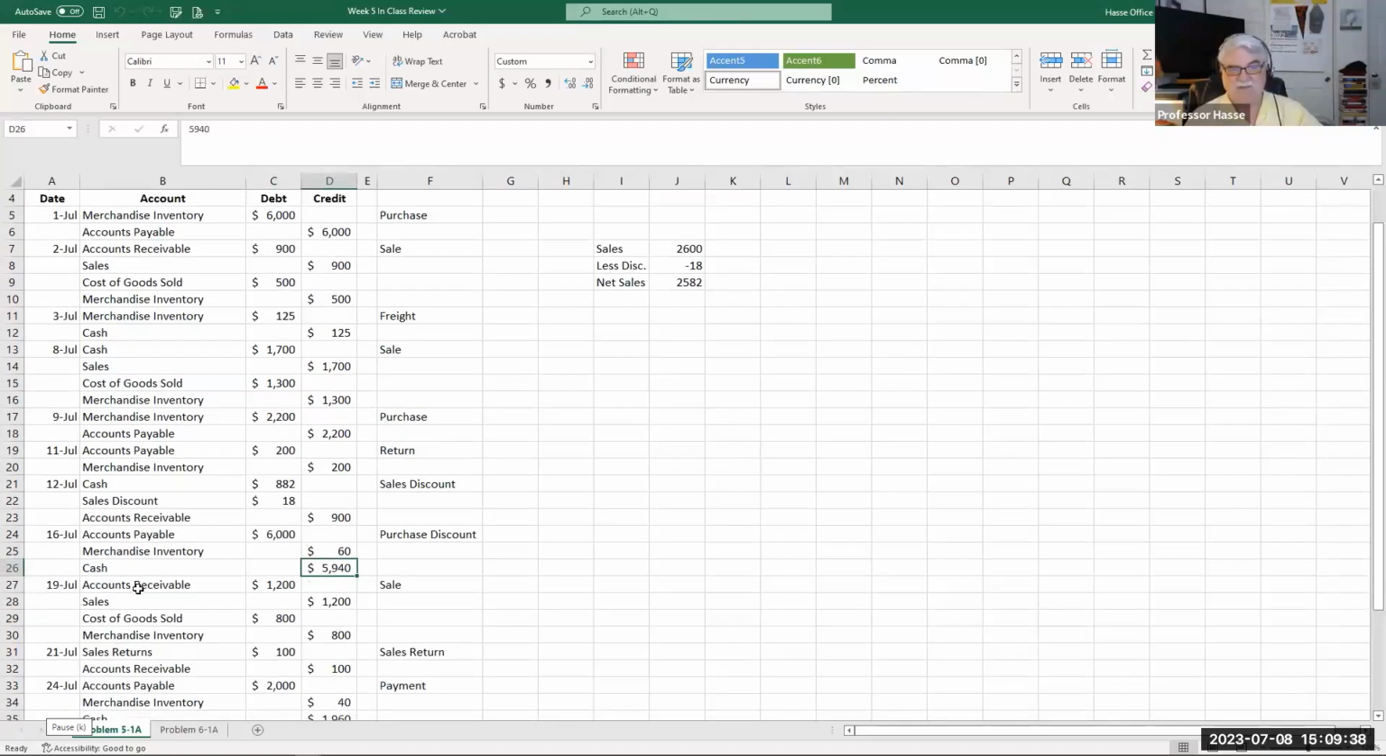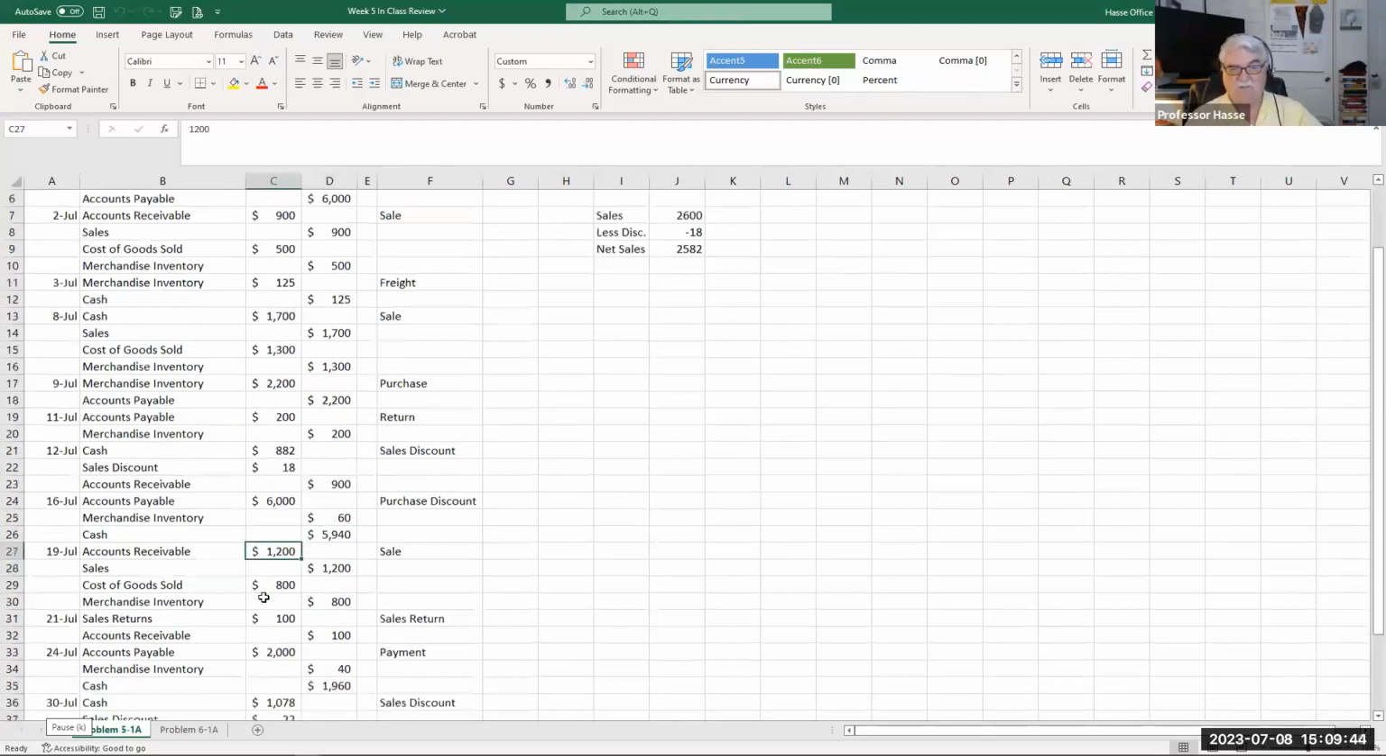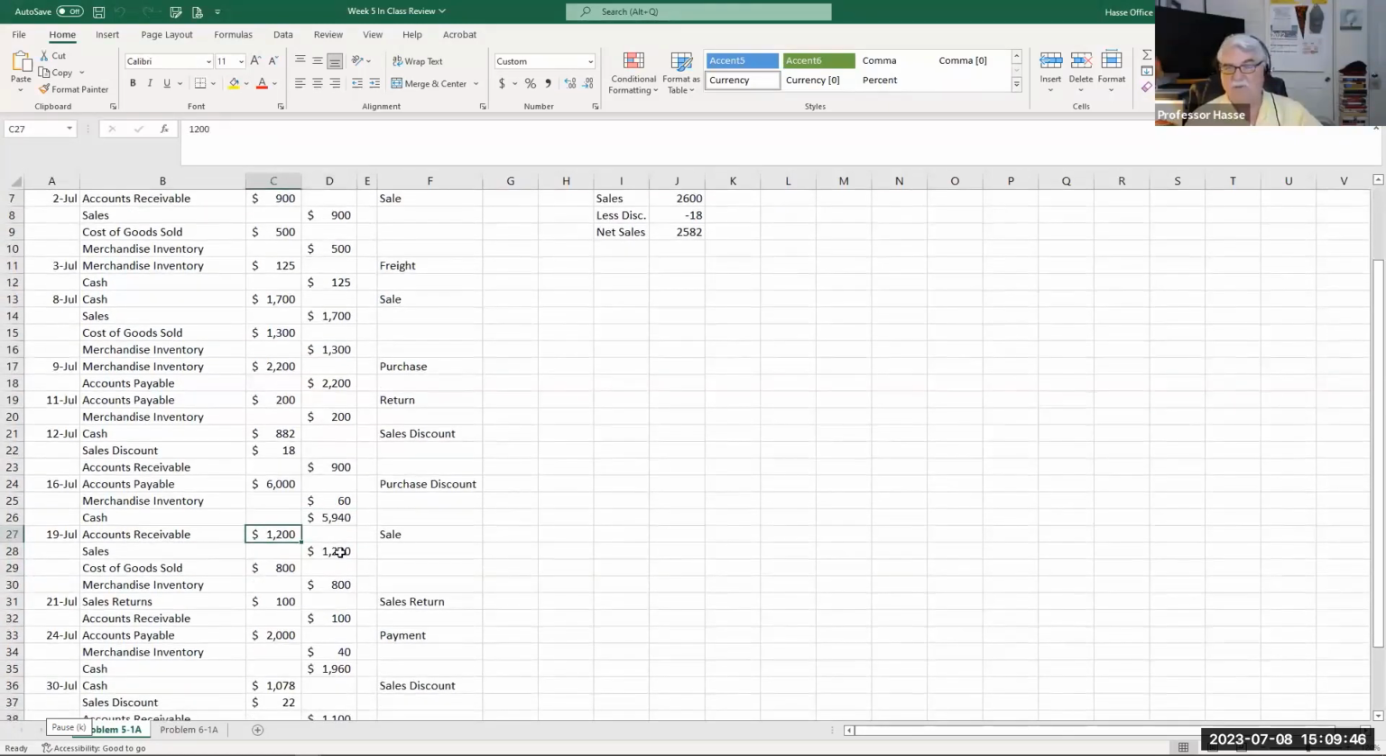Then the next one is we sell more product for $1,200, and this is billed sales receivable, of which that $1,200 was the retail price. Remember, every sale, 2 entries, one for the revenue and one for the expense. It cost us $800 to purchase the product that we sold for $1,200. Debit cost of goods sold, credit inventory.